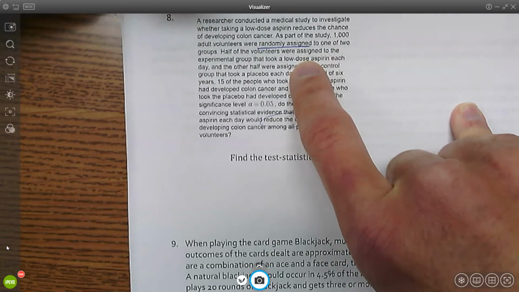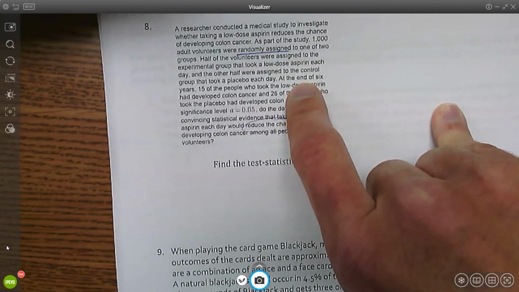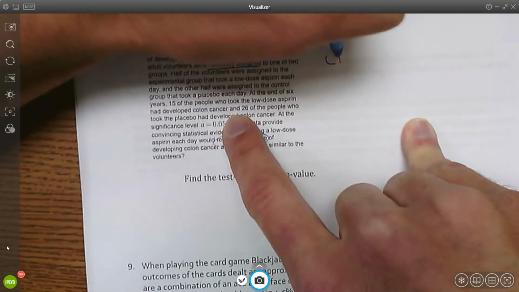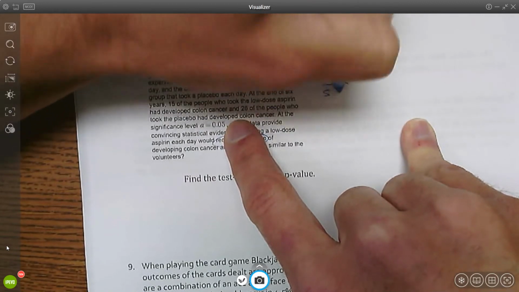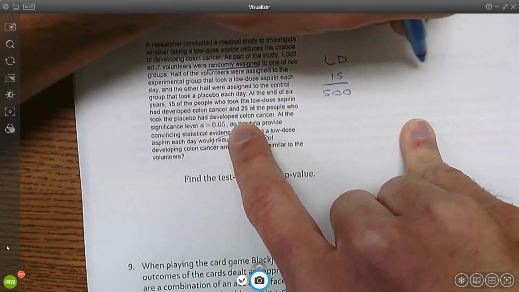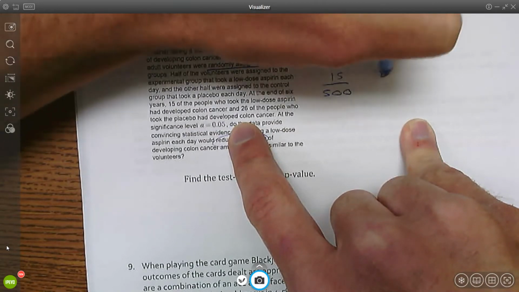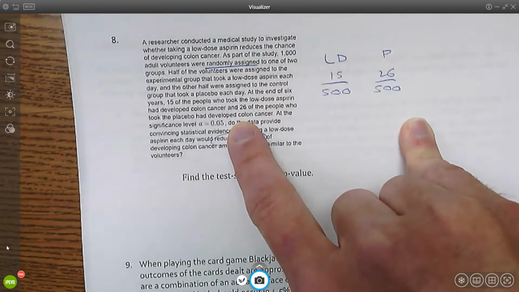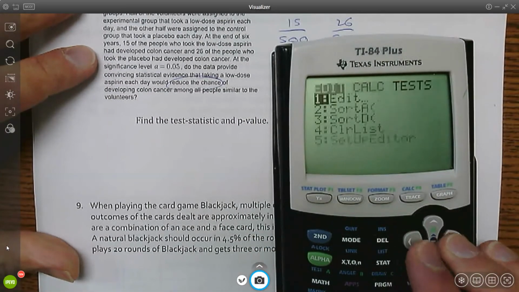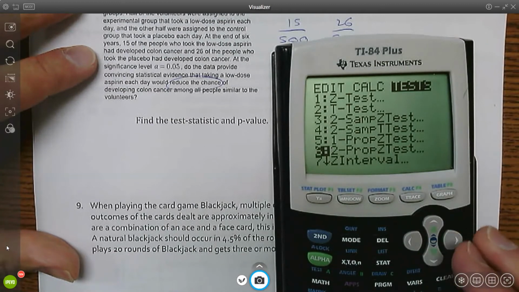Half. So for group 1, 500 was the sample size. They took a low dose aspirin, so low dose, it looks like 15 out of the 500. And for the second one, 26 out of the 500 developed colon cancer on the placebo. So this is going to be a 2 proportion Z test.